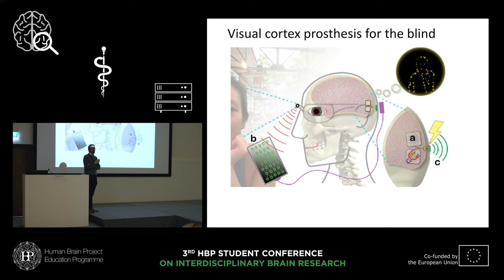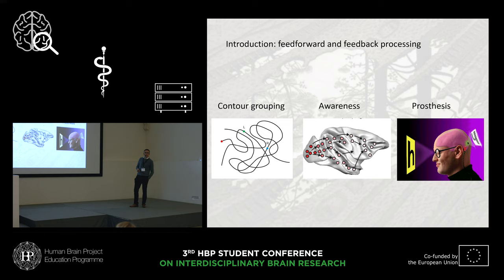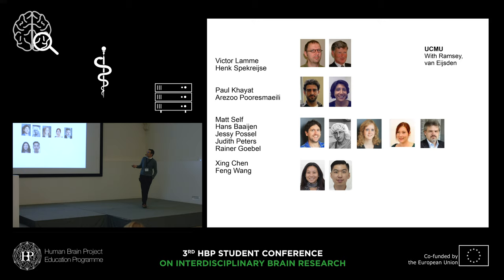Okay? So this then summarizes what I wanted to tell you today. These are the people who did the work. Early work on curve tracing was done together with Victor Lamme and Henk Spekreijse, and the high areas were recorded with Pieter Roelfsema's colleagues. Matt Self, Jesse Possel, Judith Peters and Rainer Goebel are helping out with single unit recordings. I actually only showed two neurons of that study. And Singh and Fung, they are involved in the prosthesis study.